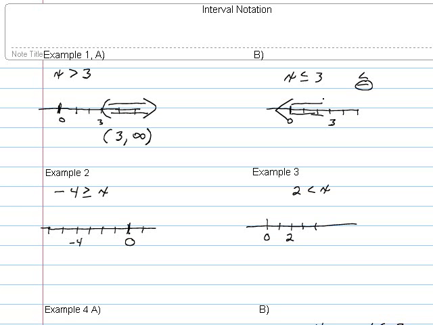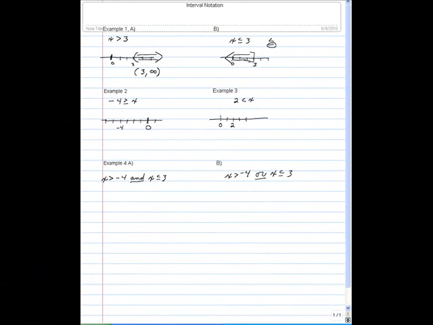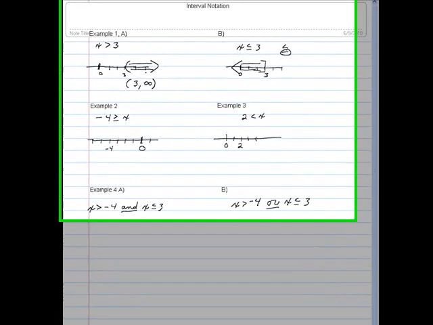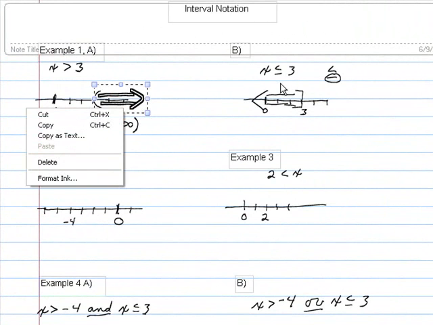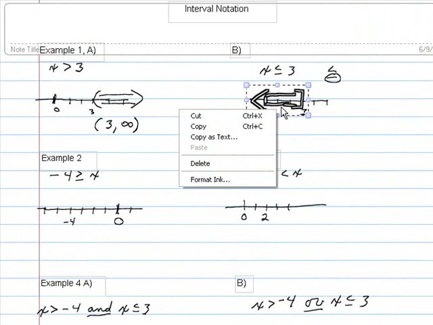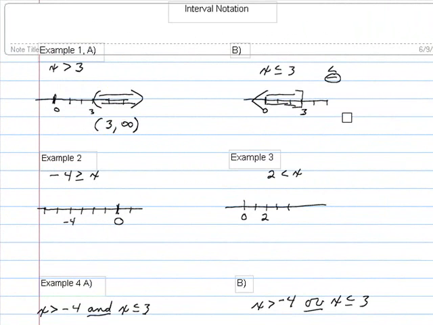Now to show that x can be equal to 3, instead of putting a round bracket like we did when x could not be equal to 3, we use a square bracket. Notice in both cases the ends of the bracket point in the same direction as the arrow. Here the ends of the bracket point to the left, the arrow points to the left. Here the ends of the bracket point to the right, the arrow points to the right. Now, if you're kind of observant, you'll see that with this right arrow here, we produced a right arrow here. With the left arrow here, we produced a left arrow here. Now, that doesn't always happen.